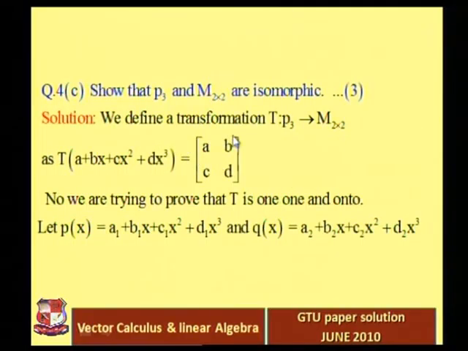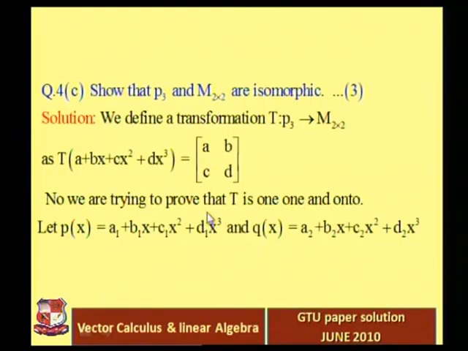We define a transformation T from P3 to the set of 2 cross 2 matrices as T of A plus Bx plus Cx square plus Dx cube is equal to the matrix A, B, C, D. Now we are trying to prove that T is 1-1 and onto.